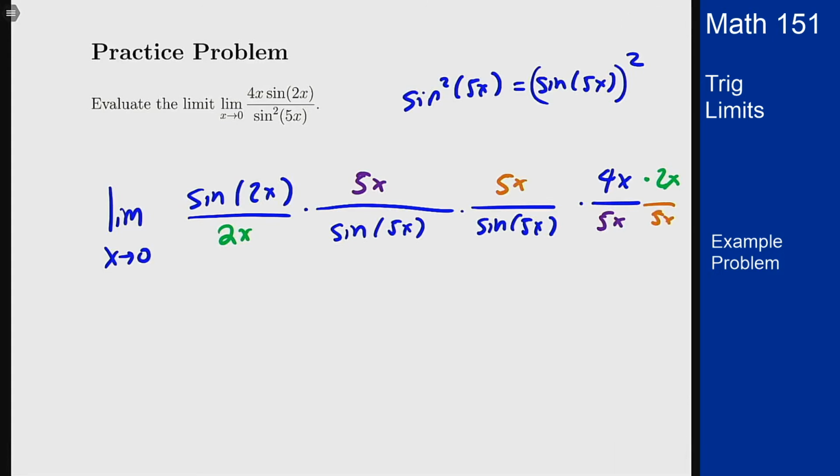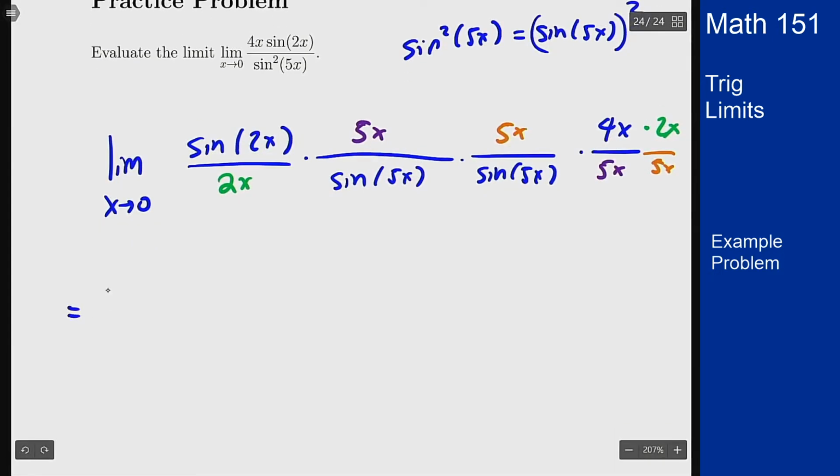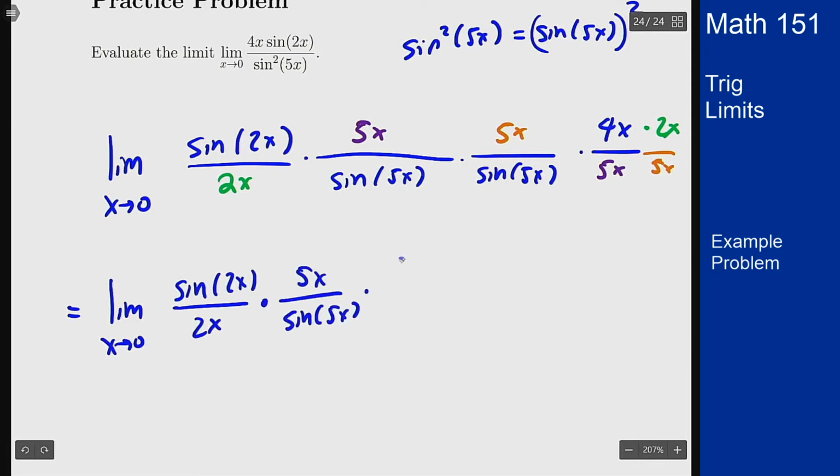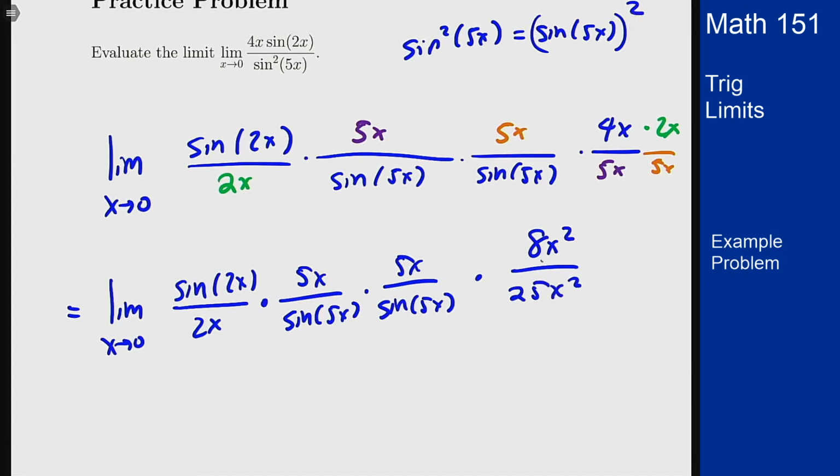So if we rewrite this, this is the same thing now as the limit as x goes to 0 of sine of 2x over 2x, 5x over sine of 5x, another copy of 5x over sine of 5x, and then over here I will see an 8x squared on top and a 25x squared on the bottom. Since we're looking at points going near 0 but not at 0, I am allowed to cancel the x squareds, so they cancel out. Now I can split this limit up into each of the product terms and move forward from there.